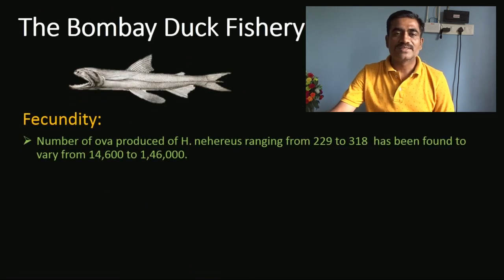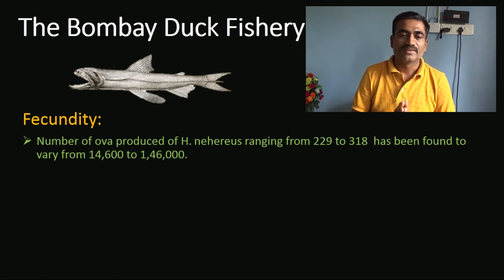Now we will discuss fecundity. Fecundity is nothing but the number of ova produced by an individual fish, an individual Bombay duck, in a particular spawning season or year. That is nothing but the number of eggs produced by the female. That is called fecundity.